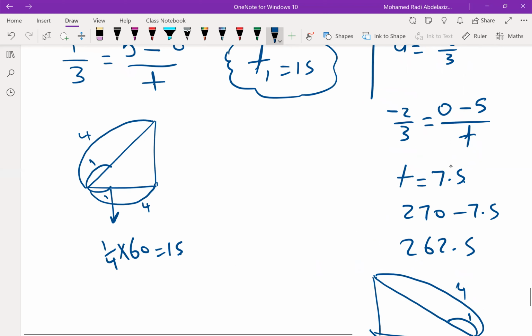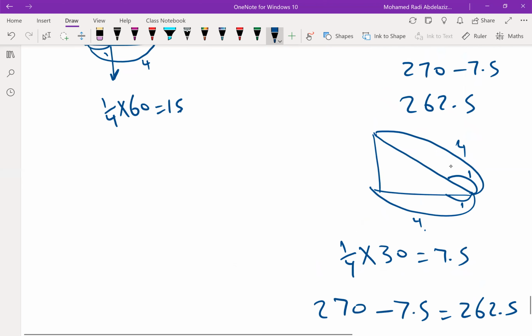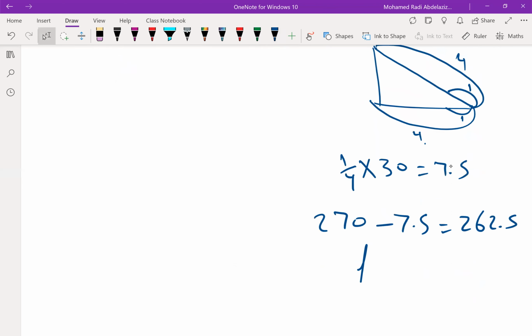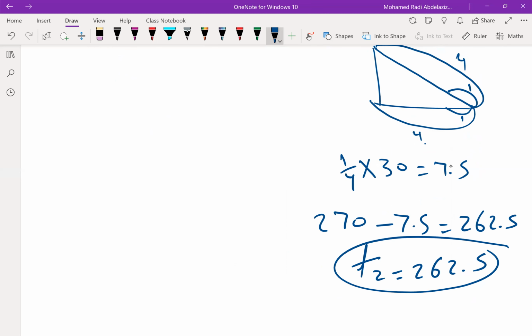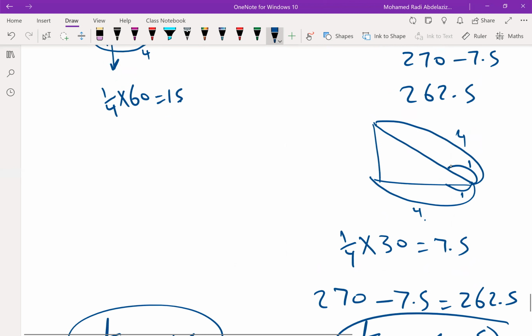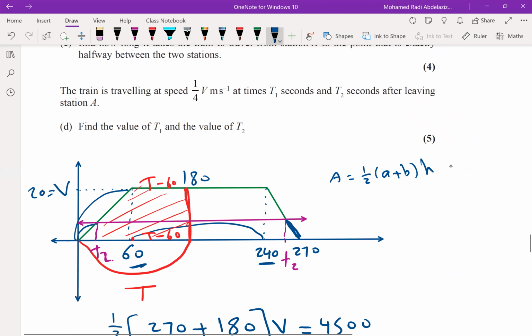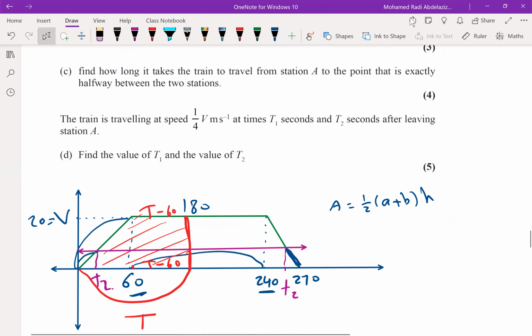This is the timing for both. This is T1 and this is T2. So T2 is equal to 262.5 and T1 is equal to 15. We were asked to find the values of T1 and T2. That's it. Thank you.